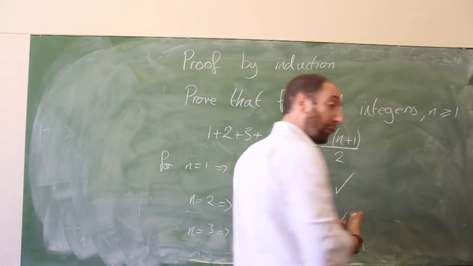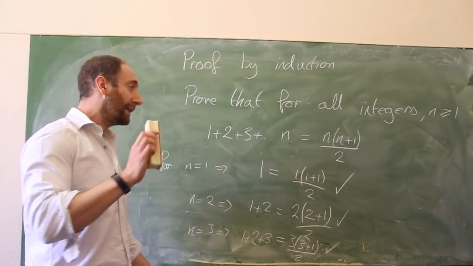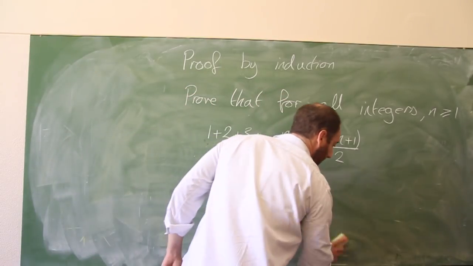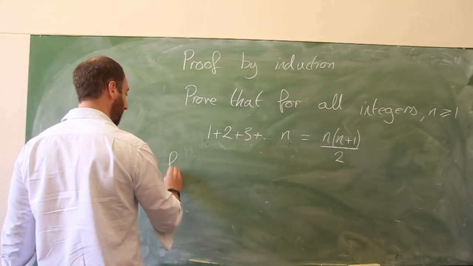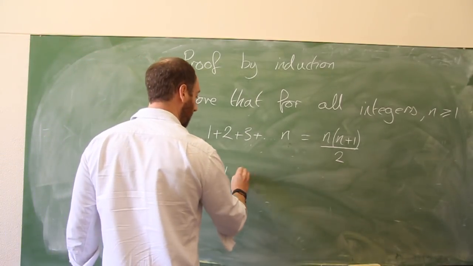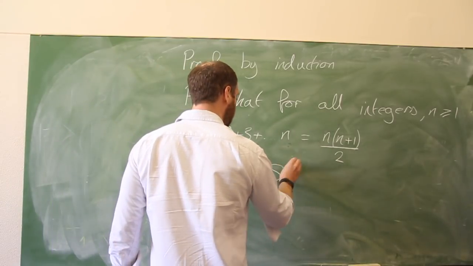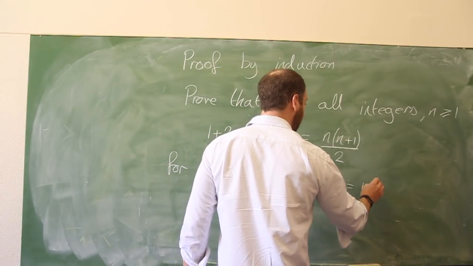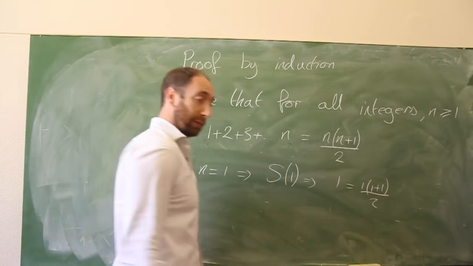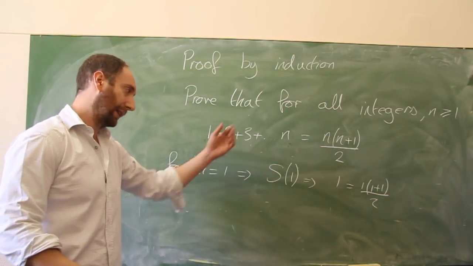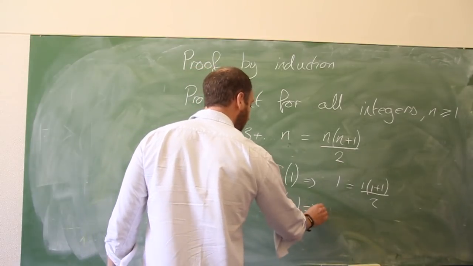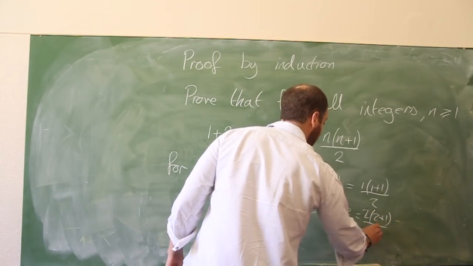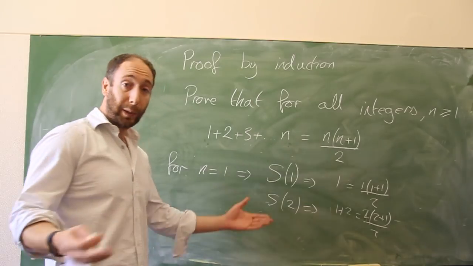So, rather than dominoes, we're going to think of this as a set of statements. For n equals 1, we're going to call the statement S1, simply the statement that 1 equals 1 times 1 plus 1, over 2. And we've shown that that's clearly true. Statement 2 is the statement that 1 plus 2 equals 2 times 2 plus 1, over 2, and we've shown that holds.